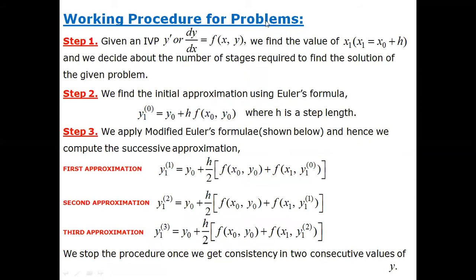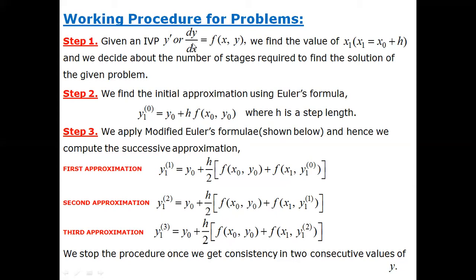working procedure for problems. Step 1, given an IVP, initial value problem, y dash or dy by dx is equal to f of x comma y, we find the value of x1, which is given by x1 is equal to x naught plus h, and we decide about the number of stages required to find the solution of the given problem. So this is the first step.